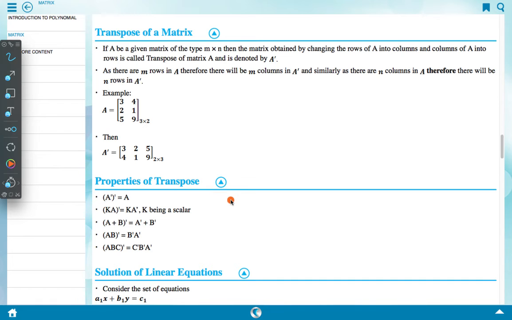Properties of transpose. The double transpose, (A transpose) transpose, is equal to A. (KA) transpose equals K times A transpose, K being a scalar. (A plus B) transpose equals A transpose plus B transpose. (AB) transpose equals B transpose into A transpose. (ABC) transpose equals C transpose, B transpose, A transpose. All these are properties of transpose.